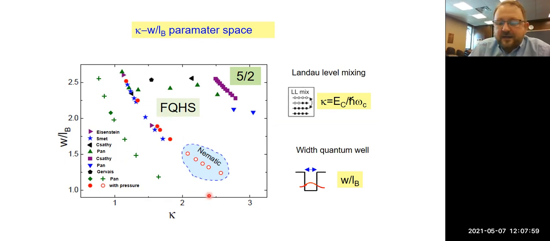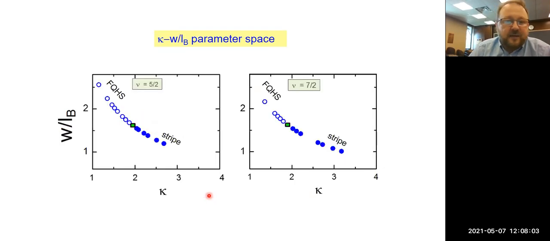Now, in order to really nail this, we can compare the role of these two parameters whenever we look at filling factor 5½ and filling factor 7½. The open symbols are the fractional quantum Hall states as we increase the pressure. The closed symbols are the stripe phases at high pressure, and the green dot is this quantum critical pressure, which corresponds to this critical value.